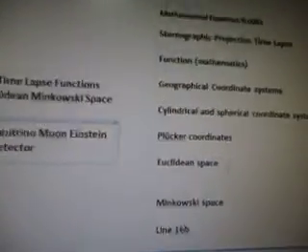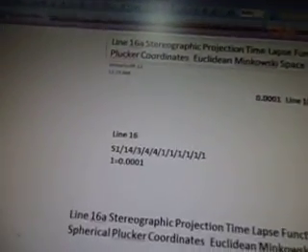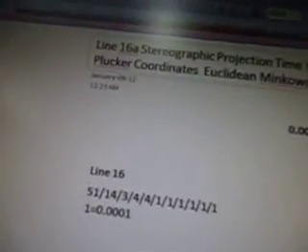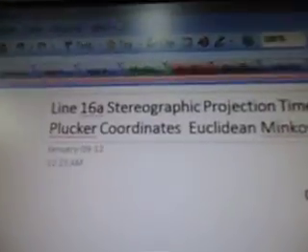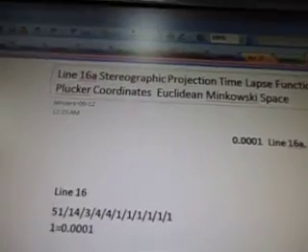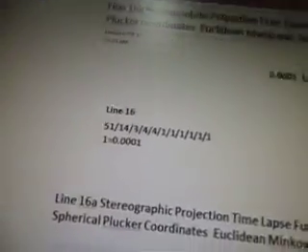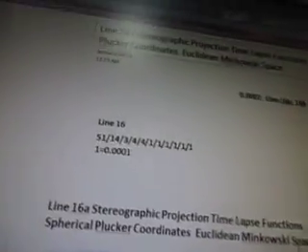Okay? So today is January the 20th. It's 2:32 p.m. I just finished doing some more research on this and typing some notes up. I took a look at the data real quick, okay? So line 16A is going to be called Stereographic Projection Time Lapse Function Spherical Plucker Coordinates Euclidean Minkowski Space. The equation is over here on the SETI signal from 1977. It's this big long equation here, okay?